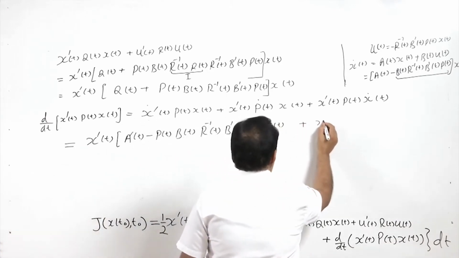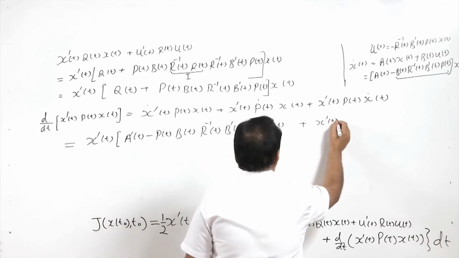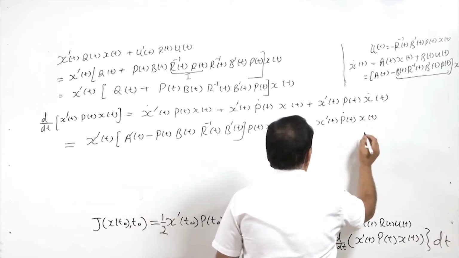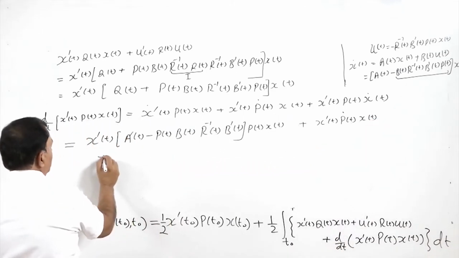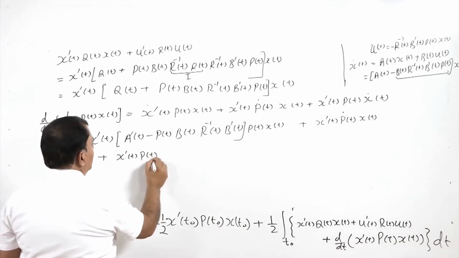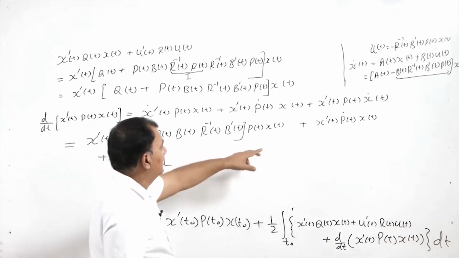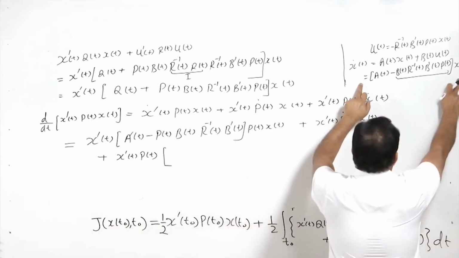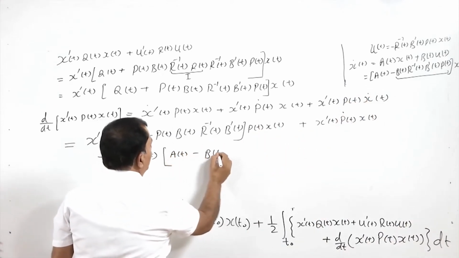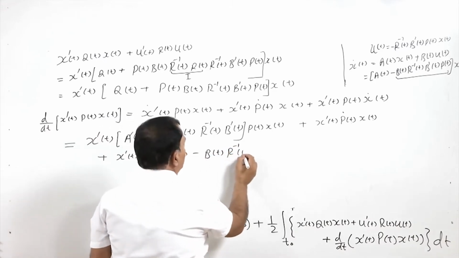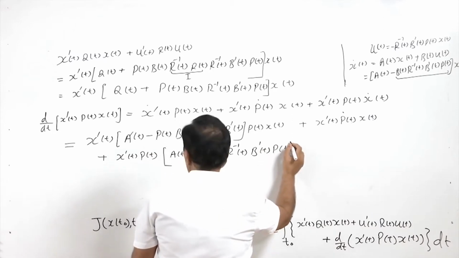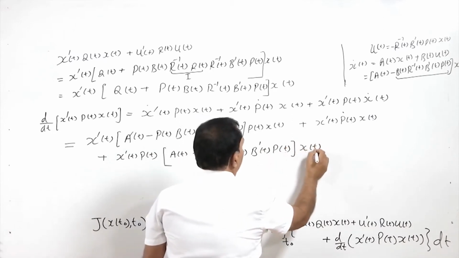The second term I leave the same, x transpose t P dot of t x(t), plus the third term x transpose of t P(t), and in place of x dot t I will place the value of this x dot, which is A minus B R inverse B transpose P(t) and x(t).